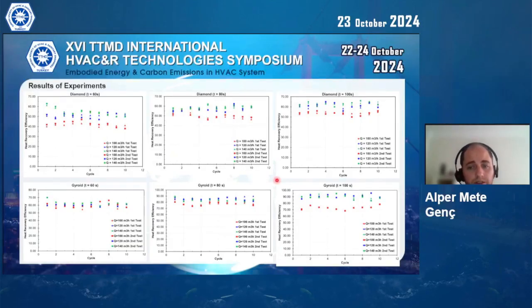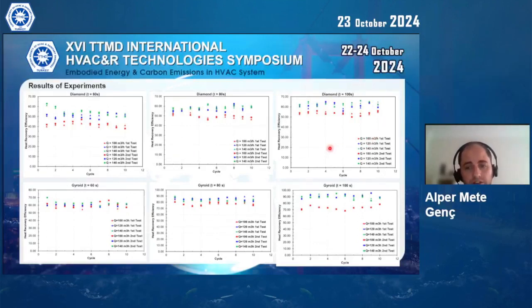According to the obtained data, the heat recovery efficiency increases as the cycle time and airflow rate increase. Also, with increasing cycle time, efficiency values at different flow rates approach each other in here, as you can see.